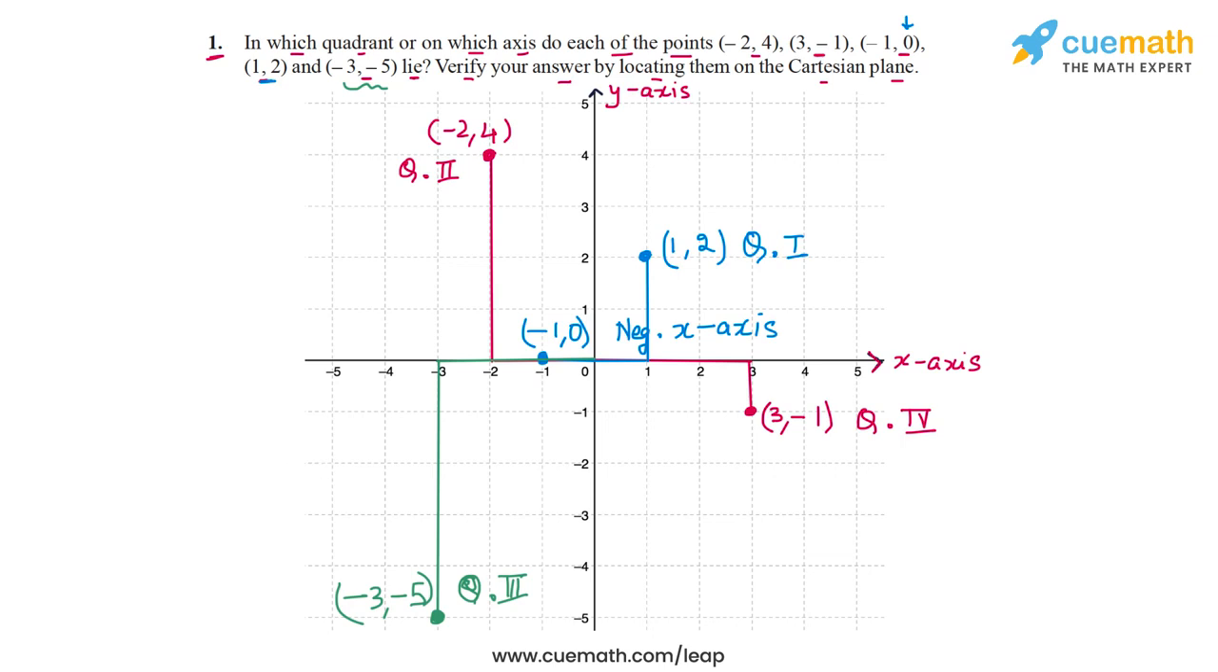So the answer to question 1 is that the first point (-2, 4) lies in quadrant 2, the second point (3, -1) lies in quadrant 4, the third point (-1, 0) lies on the negative x-axis, the fourth point (1, 2) lies in the first quadrant, and the fifth point (-3, -5) lies in quadrant 3. So this completes question 1.